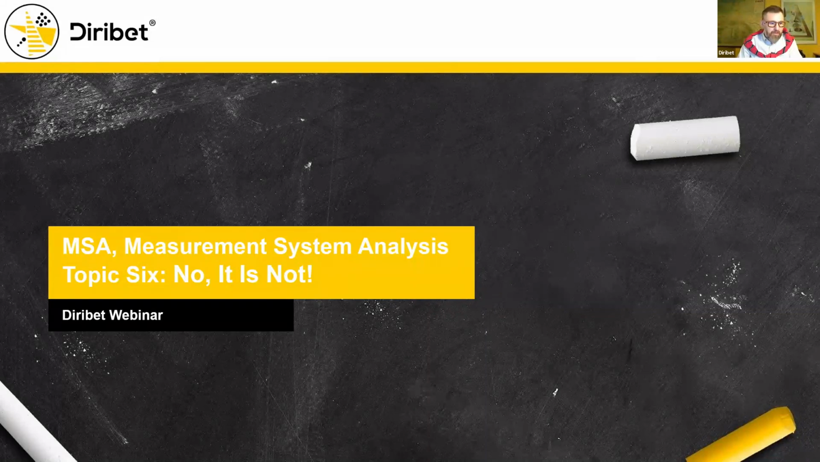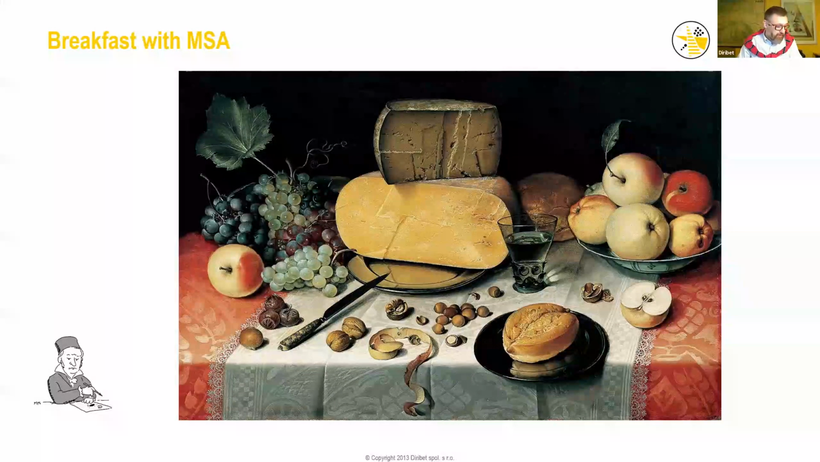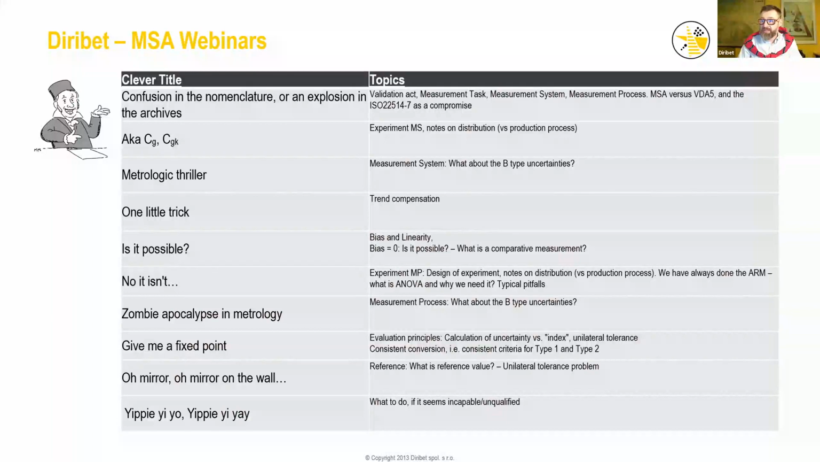Today it will be the first time when we'll touch the part on the measurement process, as we have concluded the measurement system the last time. And I will share my favorite whiteboard to make my point.